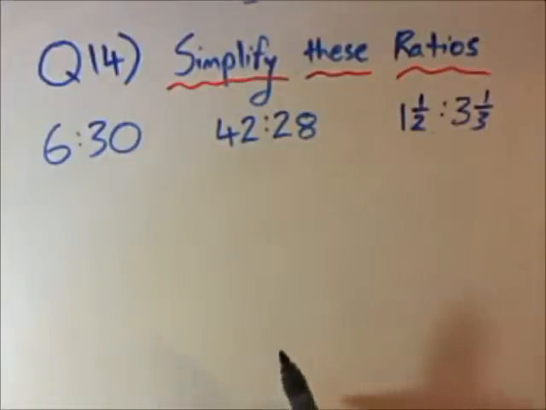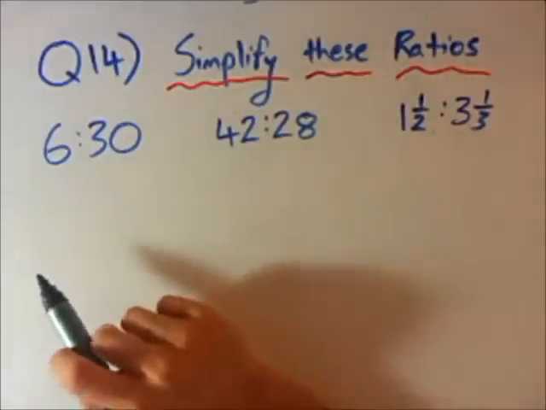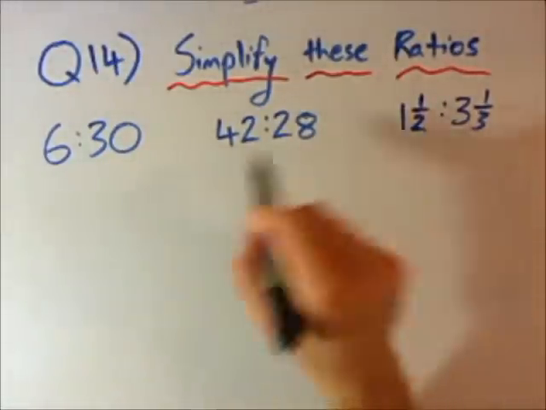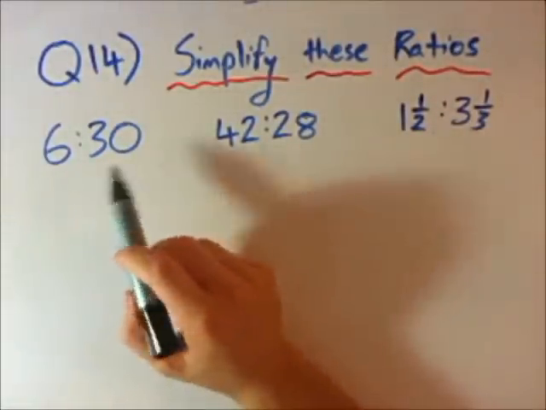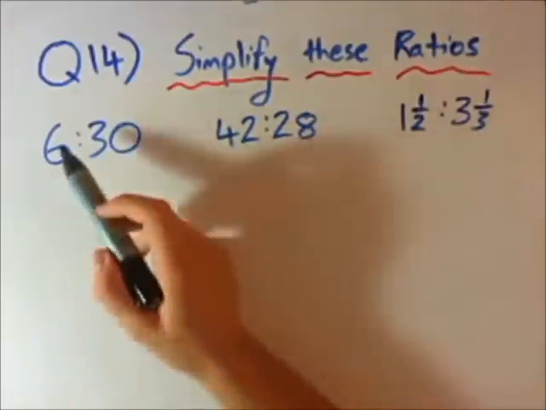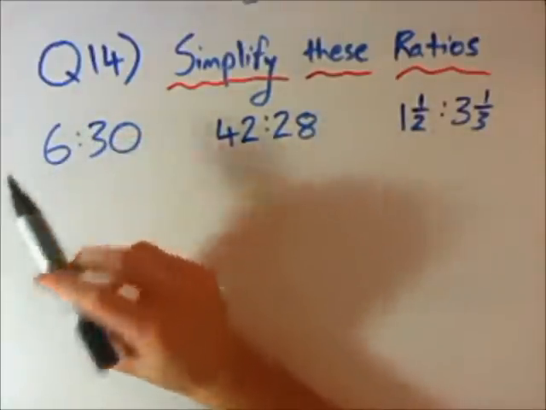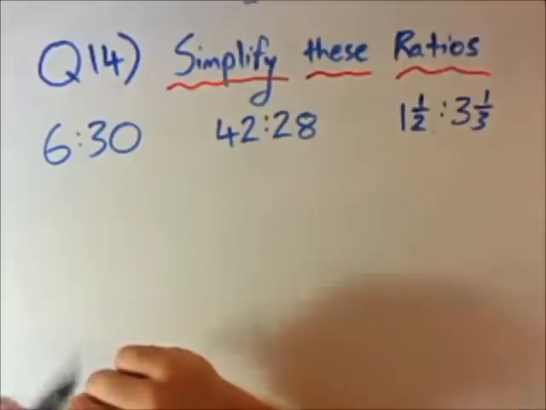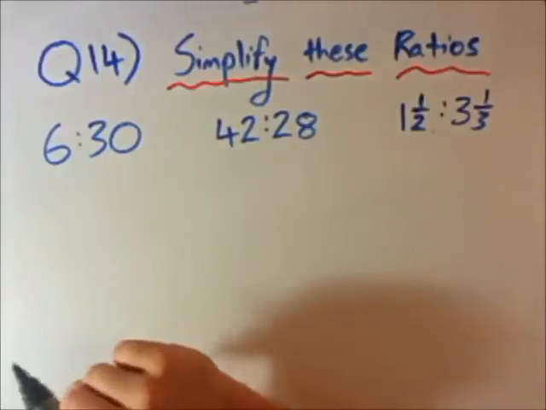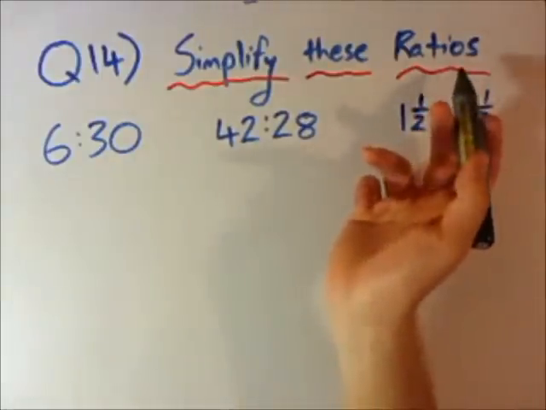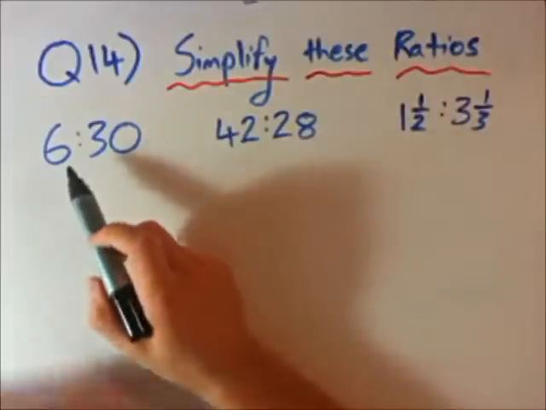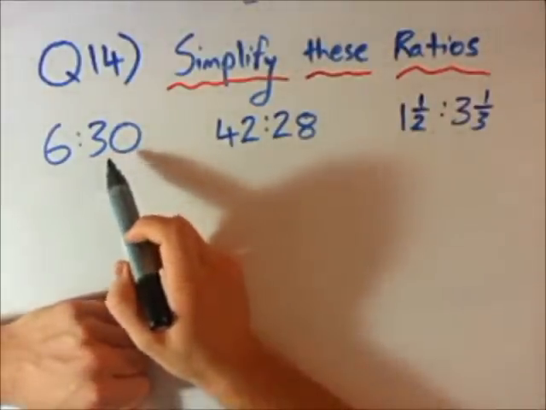Question 14, we're looking at simplifying ratios. So these 3 examples here are examples of ratios, and that's shown by these little double dots here, or colons I think they're called, aren't they, in English class. So let's look at what does actually a ratio mean, and I'll use an example. Let's look at this one, 6 to 30.